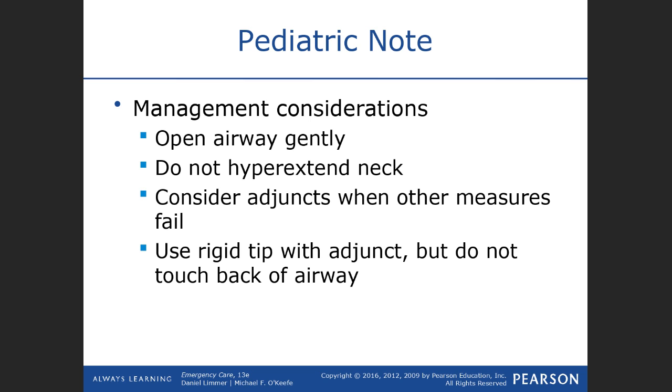Consider adjuncts when other measures fail. Use a rigid tip with the adjunct, but do not touch the back of the airway. Their vagus nerve is easily stimulated, so be careful not to go too far to the back of the patient's throat.